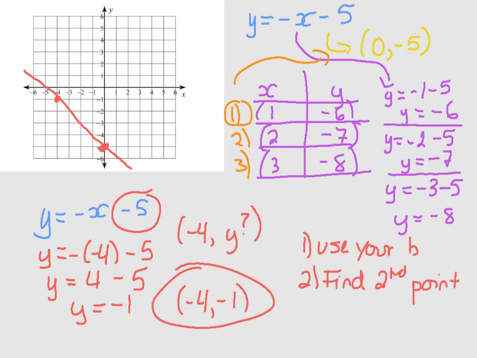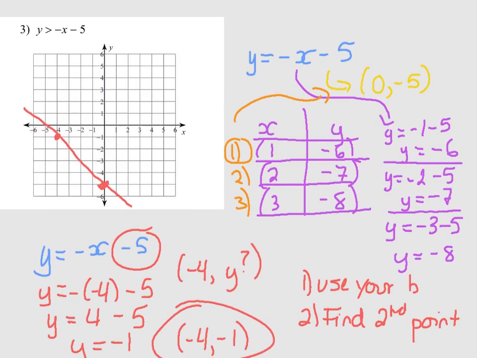Okay, but here's the thing. I have here an inequality. It's greater than. So two things. One, because it's greater than, not greater than or equal to, my line is going to have to be dotted. So it's not going to be a solid line. And secondly, because it's y is greater than, I am going to shade on top.